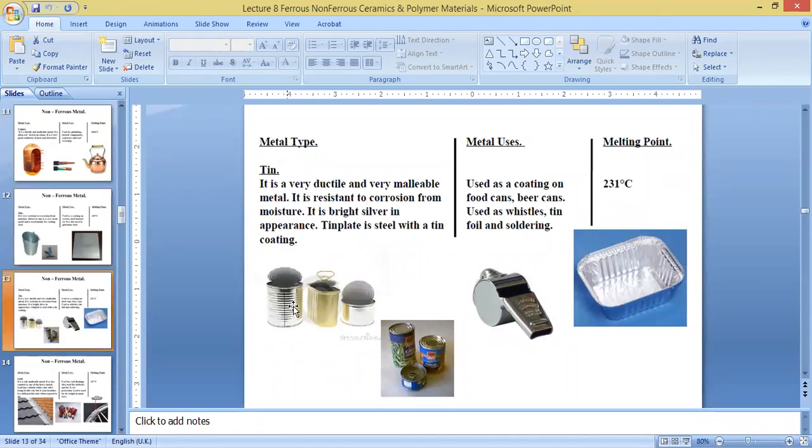obviously just from the word tin, you know where it's used. Those food tins, they're actually made out of tin. Very ductile and very malleable metal. It is resistant to corrosion from moisture. It has a bright silver color in appearance. And tin plate is steel with a tin coating. So it's not entirely tin, it's steel that is coated with tin. This is what these tins are.